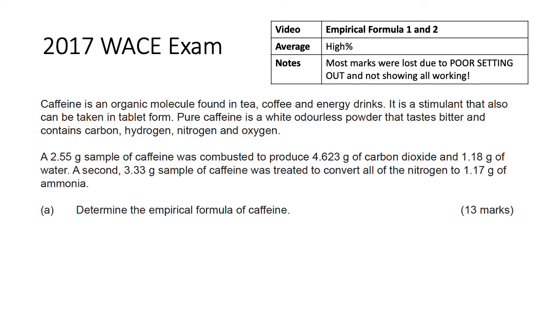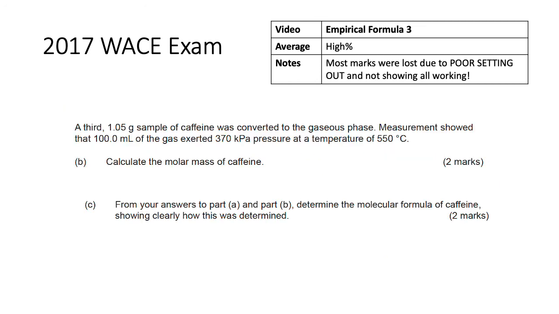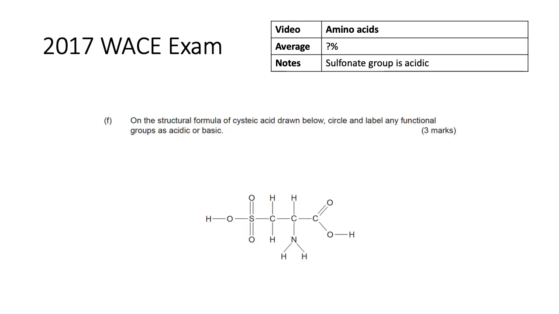Caffeine here. You can go watch the empirical formula videos. It's C4H5N2O. You work it out yourself. The molar mass of caffeine, you can watch that other video. Apparently, it's 194 grams per mole, and therefore it's double the empirical formula. That's the answer. You work it out.